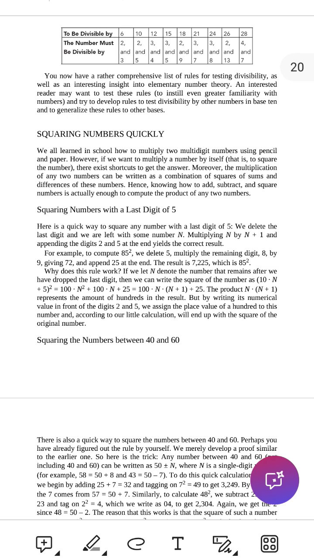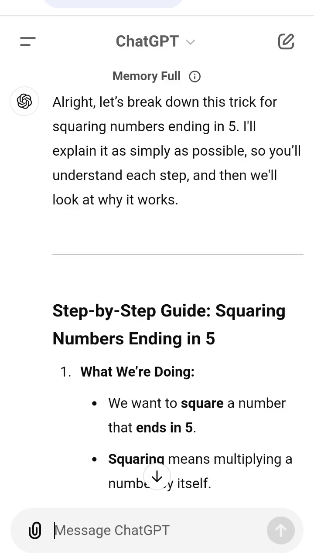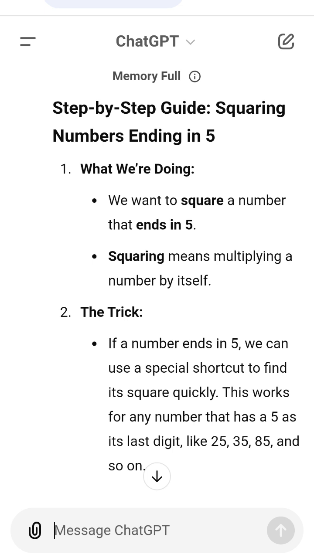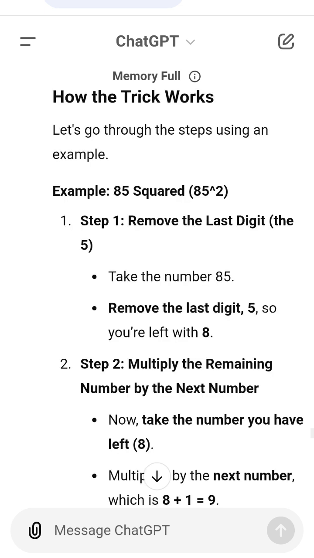This is why we put 25 at the end after finding n times n plus 1. Practice makes perfect. Try out a few numbers yourself to get the hang of it. Here are some examples. 1, 65 squared. Remove 5, left with 6. 6 times 7 equals 42. Add 25, answer is 4225.